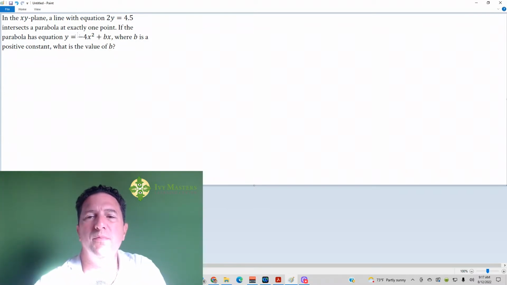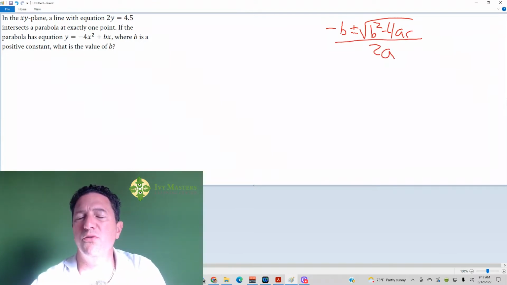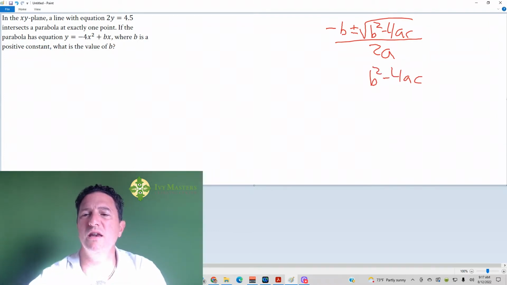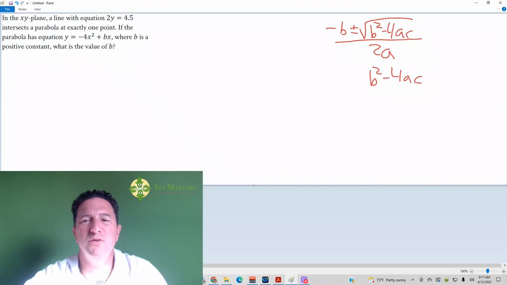Where does that come from? Well, if you remember the quadratic formula, it's negative b plus or minus the square root of b squared minus 4ac, the whole thing over 2a. Now this piece in the middle, the b squared minus 4ac underneath the root, it makes sense that if that is negative, there's going to be no solutions. Because if you take the square root of negative 1, what is it? It's i, an imaginary number. Square root of negative 4 is 2i. Also an imaginary number. No real solutions in that case.